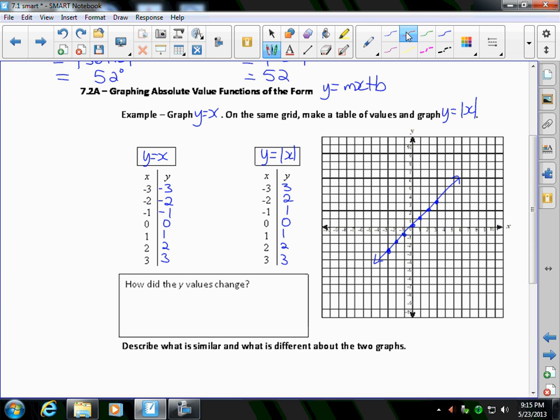Now when we go to graph that one, I'm starting at negative 3, 3, and then I went to negative 2, 2, negative 1, 1, 0 was at 0, and then I had 1, 1, 2, 2, and 3, 3. So my graph for this is actually a V.